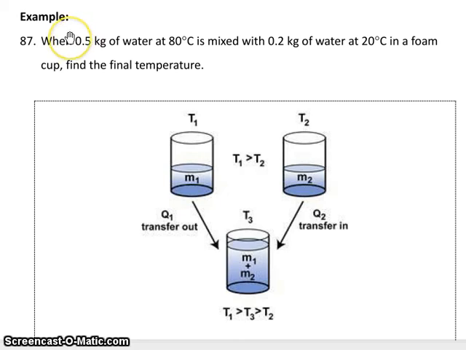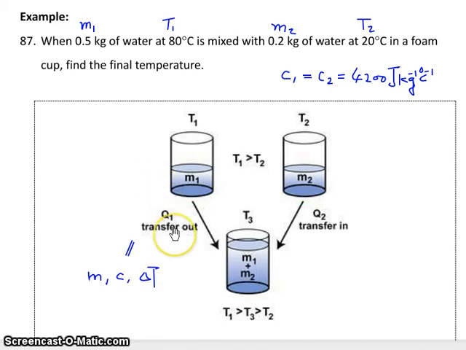Now an example on the next page. Now we have 0.5 kg of water at 80 degrees Celsius mixed with 0.2 kg of water at 20 degrees Celsius, and we are going to find the final temperature. So we have all the values m1, T1, m2, T2, as well as the specific heat capacity, and they are all the same, 4,200 joule per kilogram per degree Celsius.